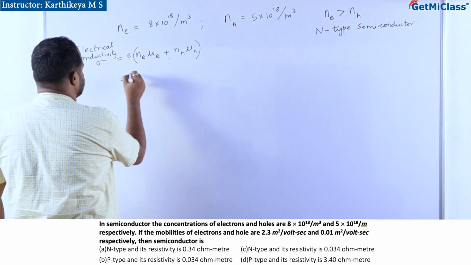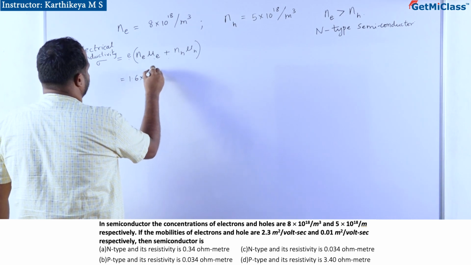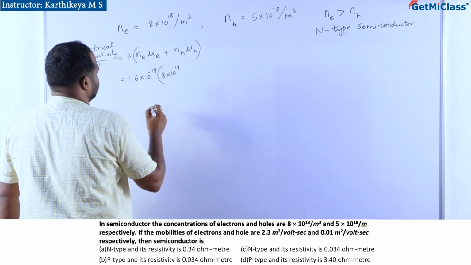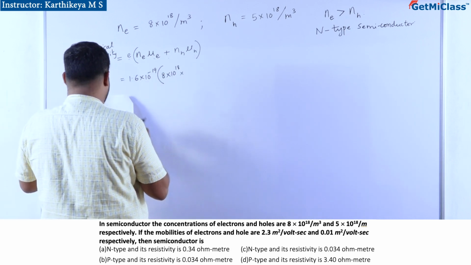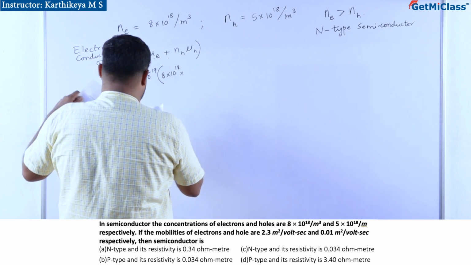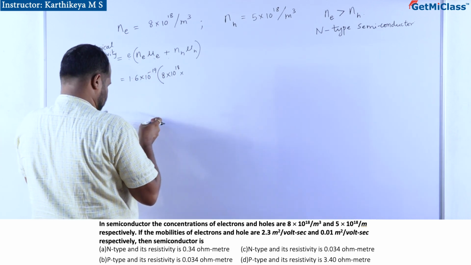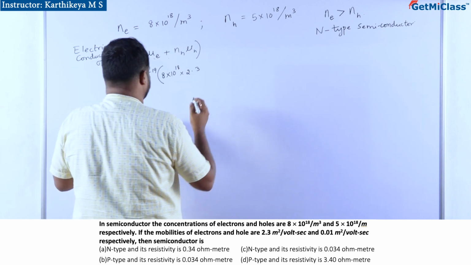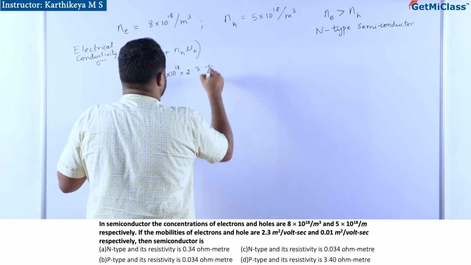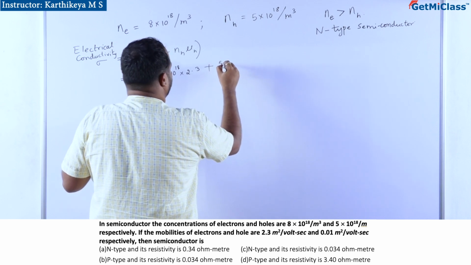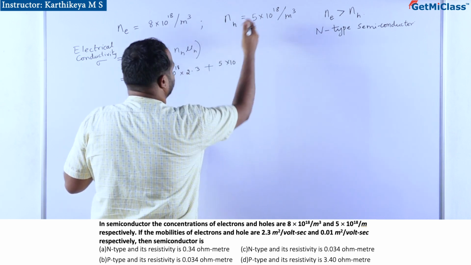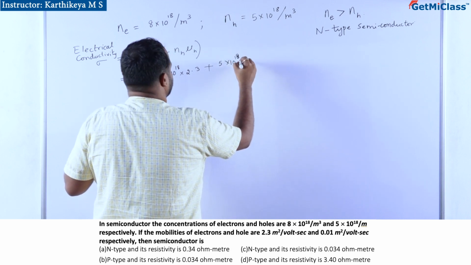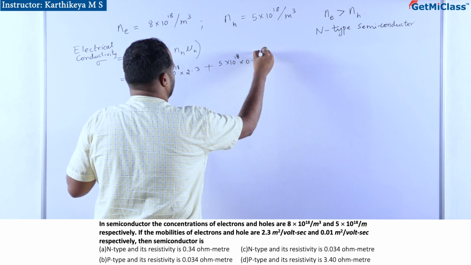Now substituting, the charge is 1.6 into 10 to the power minus 19. The number of electrons is 8 into 10 to the power 18, into the mobility of electrons, which is 2.3 meter square per volt second, plus the number of holes, that is 5 into 10 to the power 18, into 0.01.